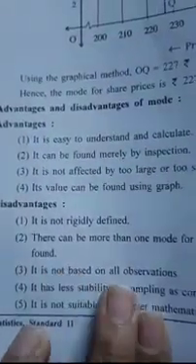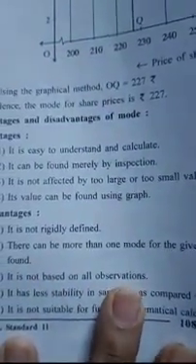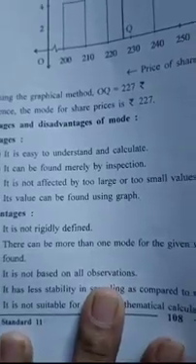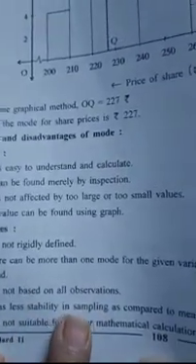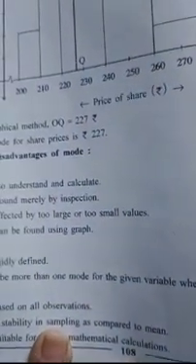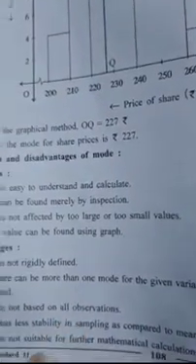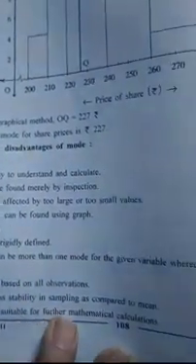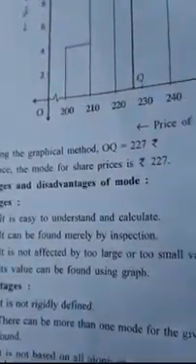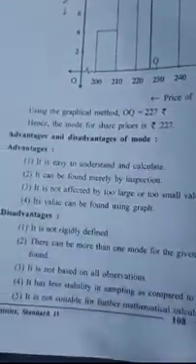Third, it is not based on all the observations. Same as the median, each and every observation is not taken into calculation. It has less stability in sampling as compared to the mean. As compared to the mean, the stability is very low. It is not suitable for further mathematical calculation. The proper calculation terms are not considered in this part. Okay, so this was the mode, its advantages and disadvantages.